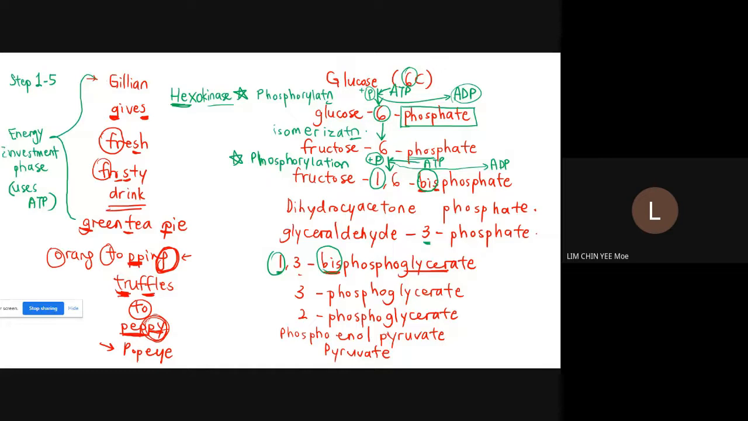Another one that you need to know is this one, phosphorylation of fructose. So phosphofructokinase. That's how you remember the enzyme name. And throughout the 10 steps, dua enzyme ini je yang you kena hafal. Yang lain tu tak perlu. Tak perlu ingat pun. Dia takkan tanya. Yang dia akan tanya hanya dua enzymes ini dekat step phosphorylation. Okay? So far, boleh?